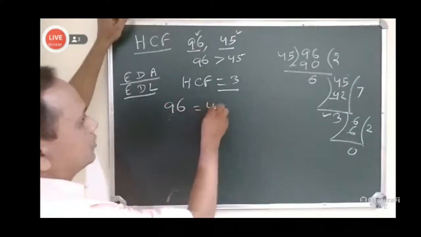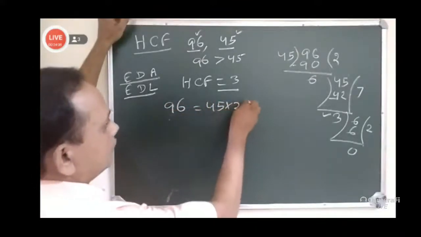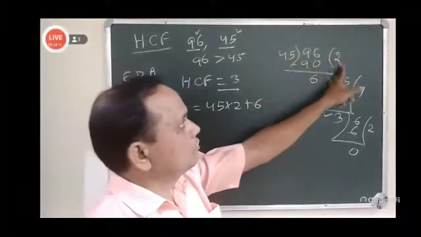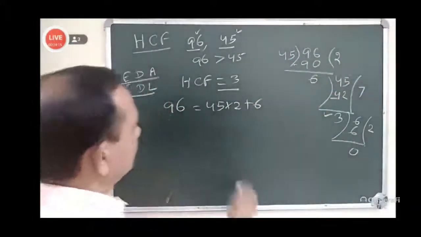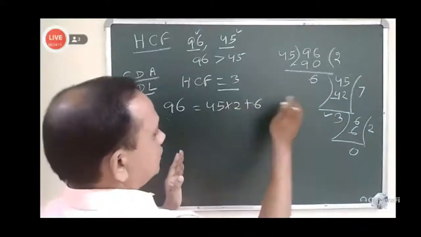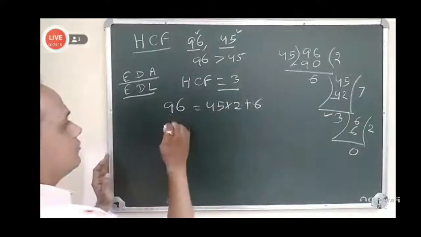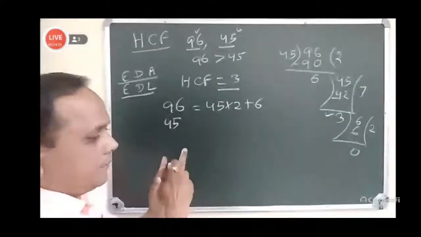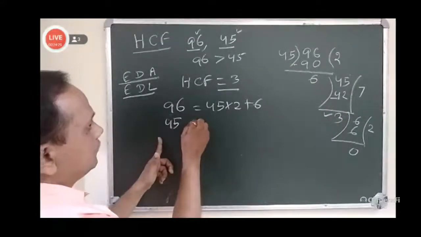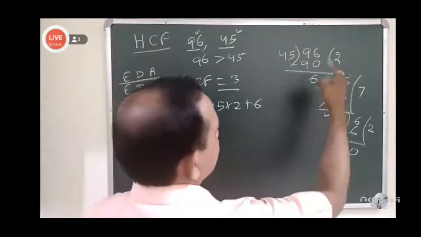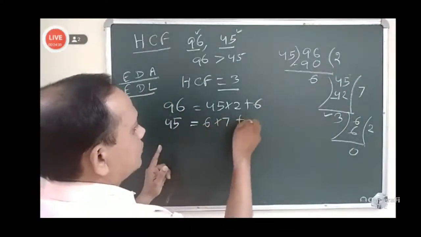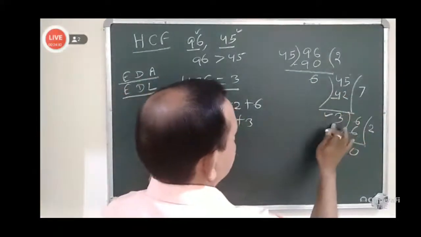96 equals 45 into 2 plus 6. Then the remainder is not 0. Then second process: this 45 comes to the dividend place. 45 equals 6 into 7 plus 3.